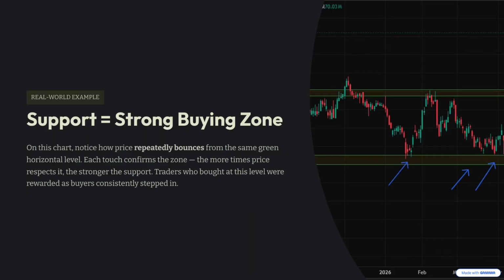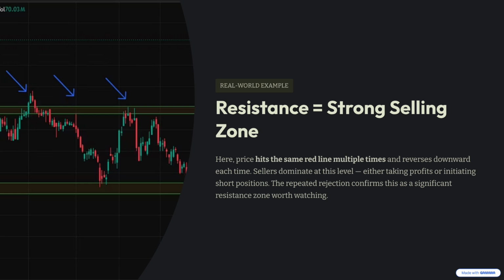Look at this chart. Every time the price dropped to around this level, buyers stepped in aggressively. It bounced multiple times. That's strong support. Here, the price kept hitting this upper level and falling back. Sellers were in control at that price. Classic resistance.